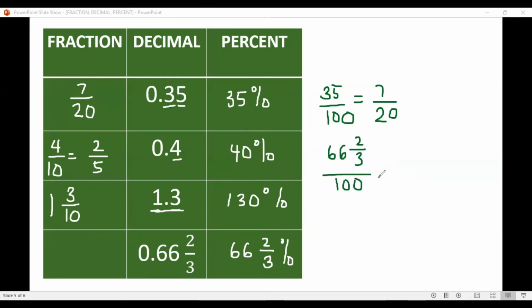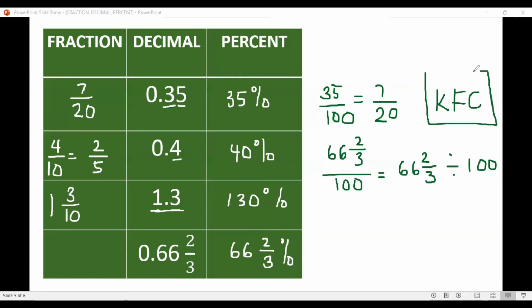Okay, so if you are going to look into this, again, the fraction bar would denote the division procedure, correct? So if that is 66 and 2/3 divided by 100, how are we going to do this? Now, if you are trying to divide fractions, again, the 3 letters that we need to remember: you have to keep, you have to flip, and then you have to change the operation. I actually have one lesson about the division of fraction in the link.